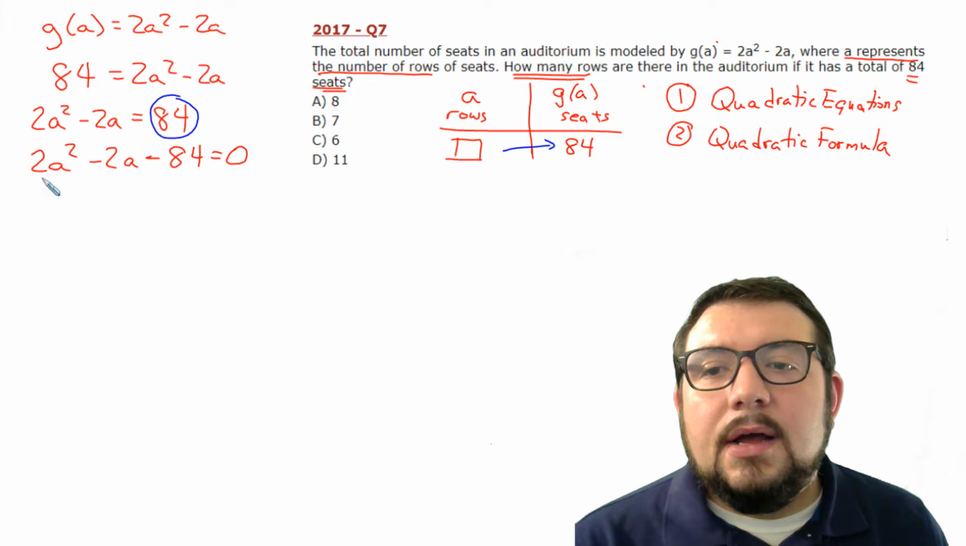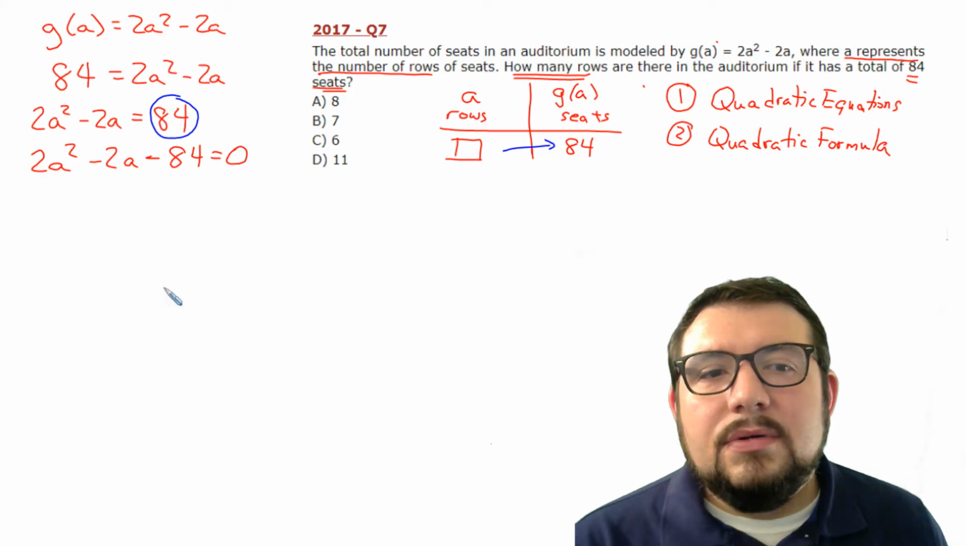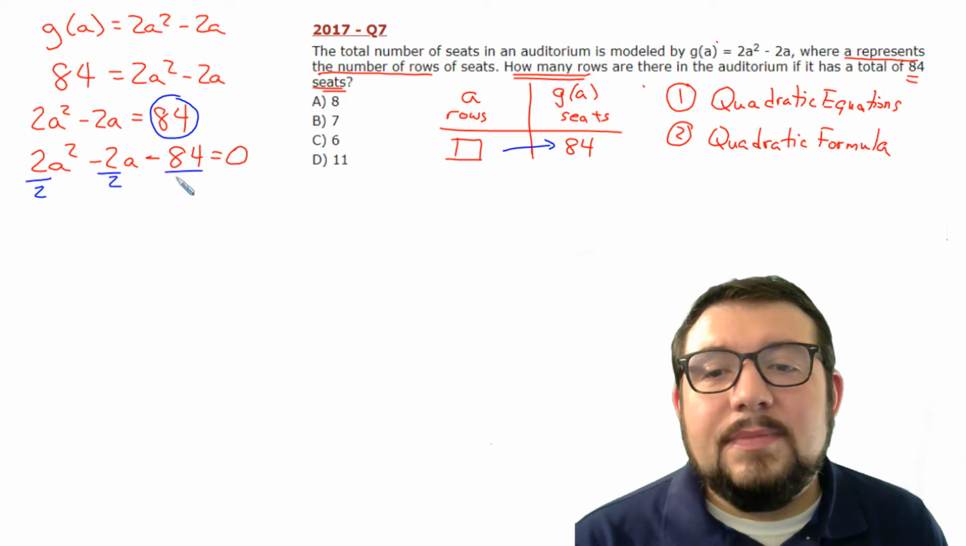Okay, so now I have a quadratic equation. And the next step that I'm going to do is basically to say, look, this is a multiple of 2. This is a multiple of 2. This is a multiple of 2. And this is a multiple of 2. So I can divide this by 2, this by 2, and this by 2.